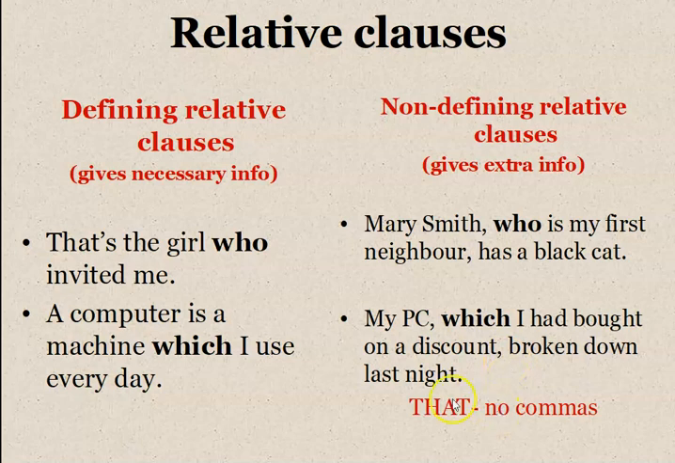Okay. And there is a small thing to remember. When we have commas in a sentence, we don't use that. Okay? So when you see a comma, use a WH pronoun. Who, which. Who or which. Mary Smith, that is, no, it's wrong. My PC, that I had bought, no, only which. In this case, that's the girl that invited me. It's okay. A computer is a machine that I use every day. It's okay. But whenever you have a comma, know that as a pronoun.